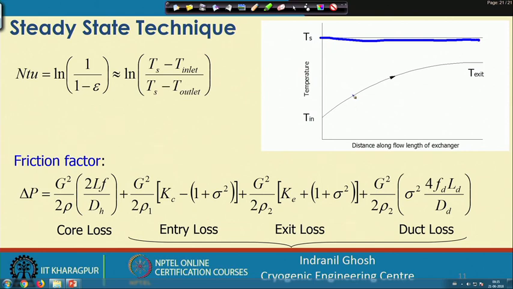The temperature of the fluid goes from this inlet temperature to this exit temperature. So, this air is picking up heat from the condensing steam, and the condensing steam is maintained at a particular temperature. Based on that equation, we will have this NTU epsilon relation, and from there we will be able to predict the UA value. So, we will come to that in the next slide.